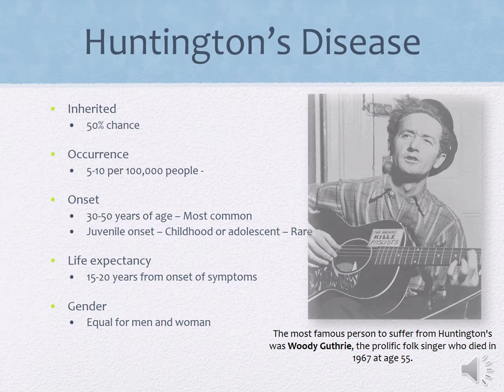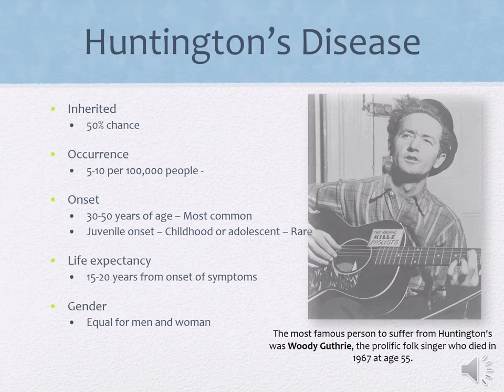Like I mentioned earlier, it is inherited. So if your father or mother have it, there's a 50% chance that you are also going to have it. The occurrence of Huntington's disease is 5 to 10 per 100,000 people, so it's pretty rare. The onset typically occurs between 30 and 50 years of age.